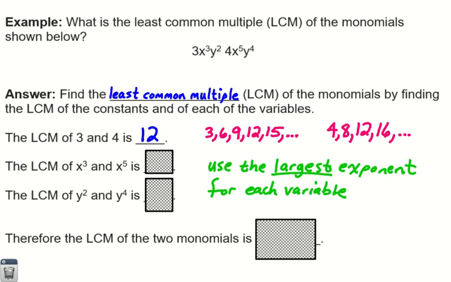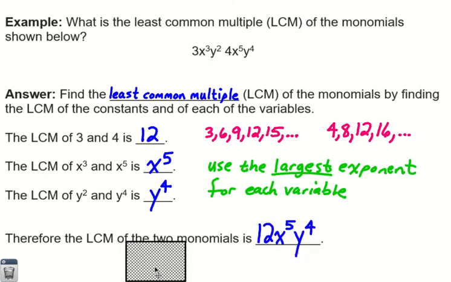As far as the x's go, what's the LCM of x to the third and x to the fifth? You just go with the larger one, x to the fifth. What's the LCM of y to the second and y to the fourth? The shortcut is just go with y to the fourth, the larger one. And now for the overall LCM of these two monomials, just put them all together: 12, x to the fifth, y to the fourth. And that, as they say, is that for 4.0.